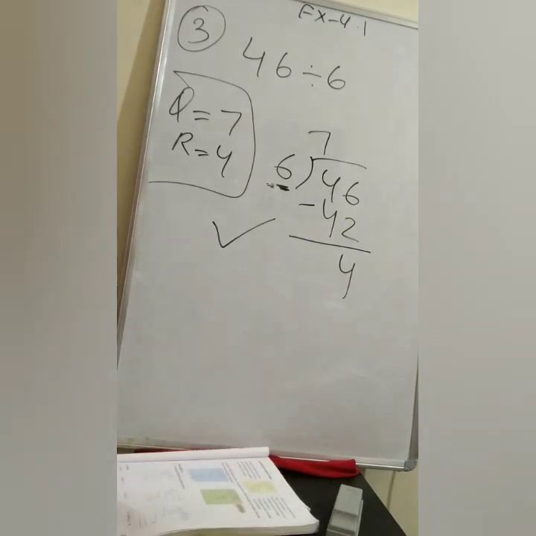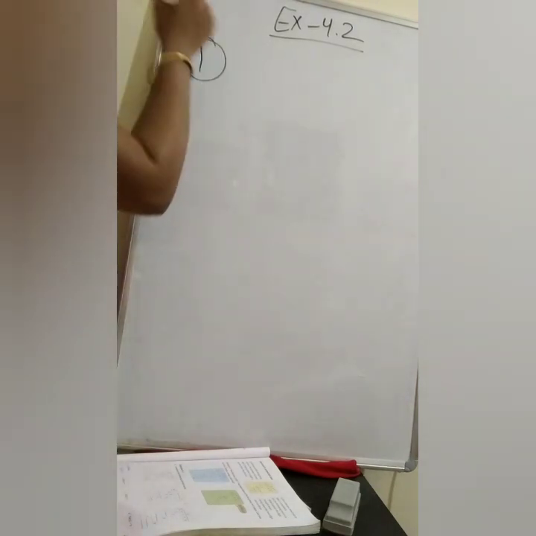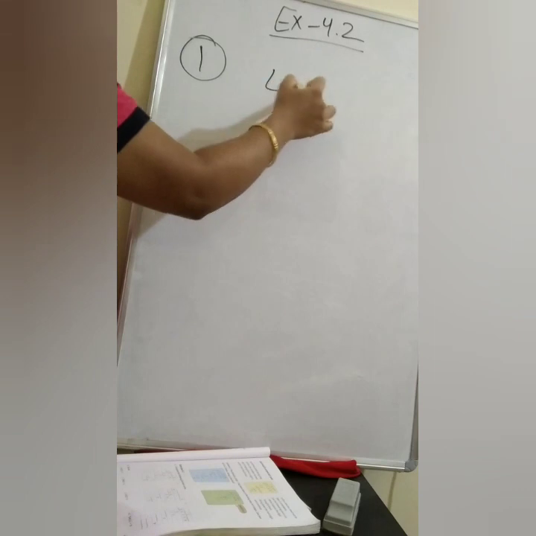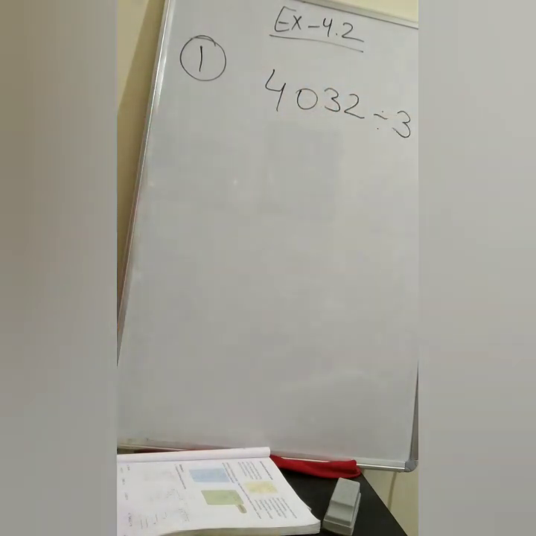Now let's see exercise 4.2. In exercise 4.2, the first question, let's take that. That is 4032 divided by 3. Now look, the first question is a fill-up sort of thing. You have to just divide and fill in where the empty line is drawn. I am explaining how to divide 4-digit numbers by a single digit.